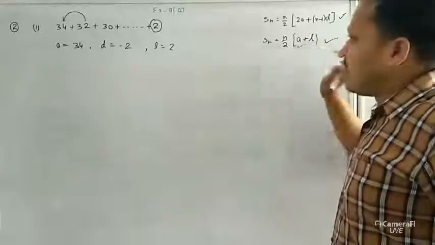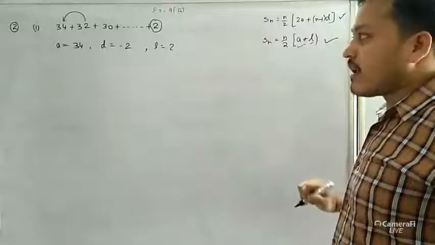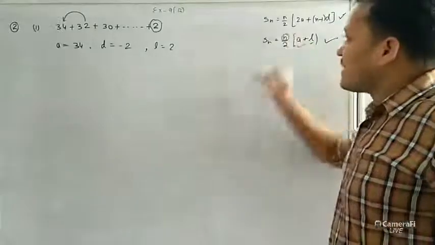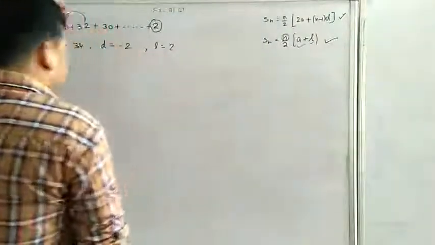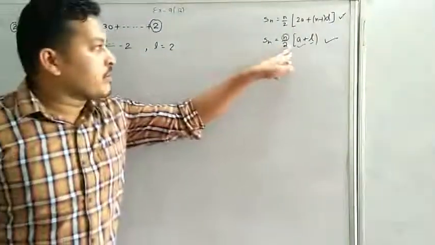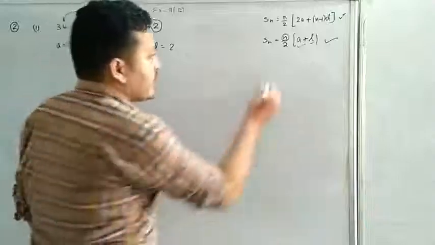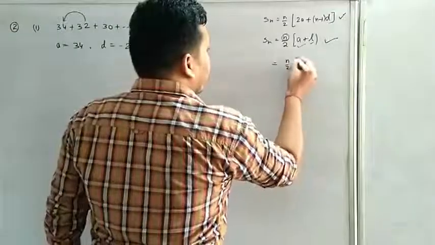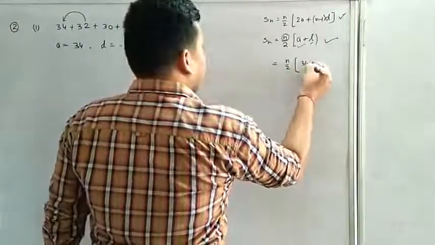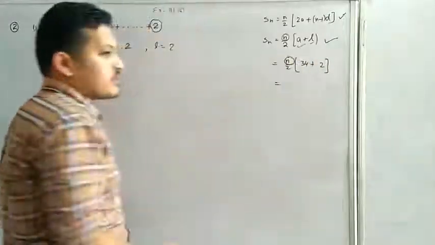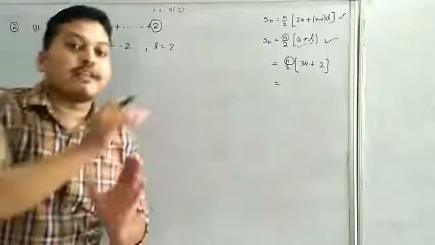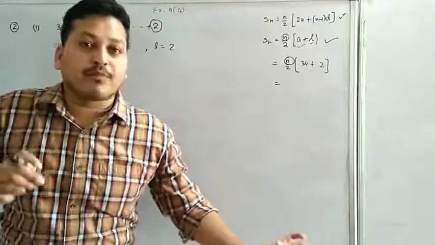A is given, no problem. But n is not given here. Can you calculate the number of terms? How many terms are given here? Without the number of terms, we cannot calculate the sum. So what is the value of n? It is not given here. So the question is changed, it is not a direct sum of the AP.